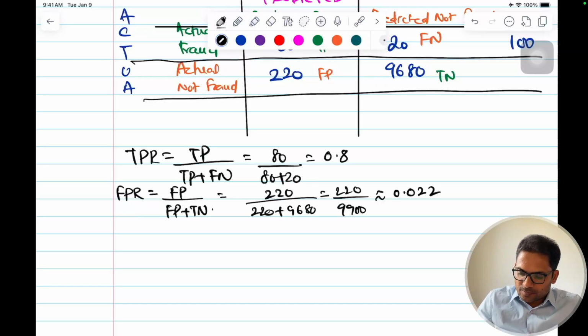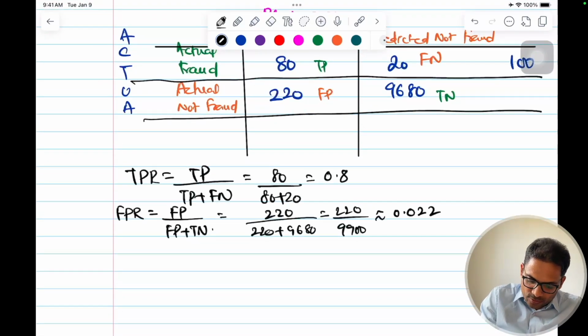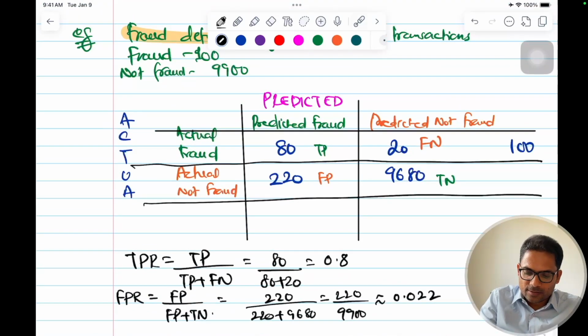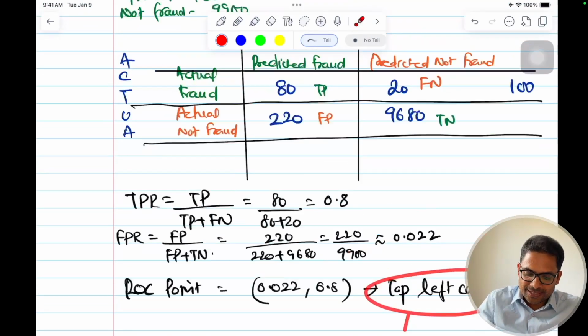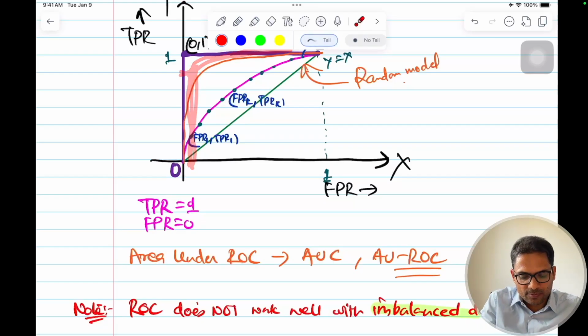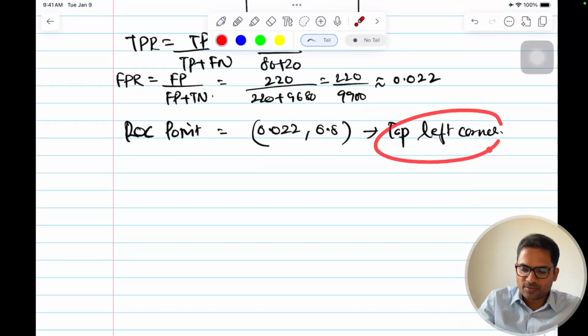So what will be my ROC point here? If I put it on the curve, the ROC point will be equal to my false positive rate, that is on the x-axis, comma 0.8. So this will be somewhere on the top left corner, as I mentioned. Top left corner means it is somewhere on the top here. 0.8 is here and 0.022 somewhere here. It means my model is performing really well. If I plot it, the model will tell me that it is performing very well on the given data.